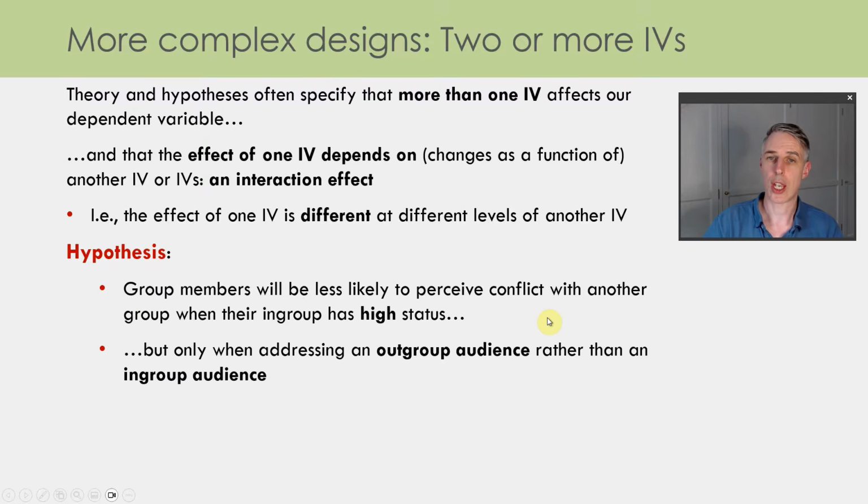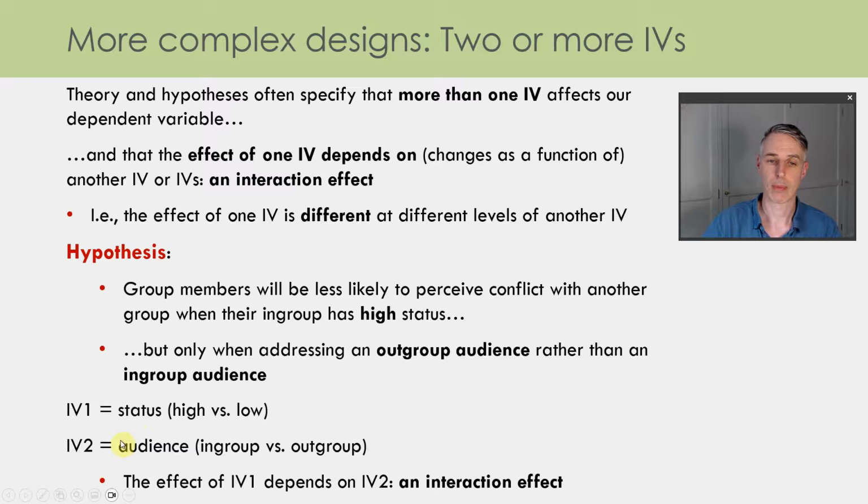But now we're suggesting that that effect will only occur at specific levels of a second independent variable, namely whether people believe that their responses, their answers, are going to be seen by members of the other group or by members of their own group. Okay, so in these terms, whether they believe they're addressing an outgroup audience or their own group.